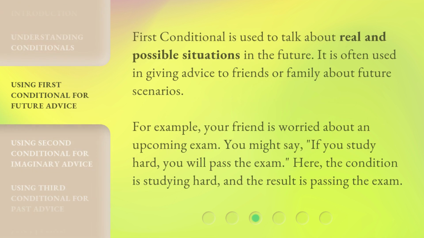First conditional is used to talk about real and possible situations in the future. It is often used in giving advice to friends or family about future scenarios. For example, your friend is worried about an upcoming exam. You might say, "If you study hard, you will pass the exam." Here, the condition is studying hard, and the result is passing the exam.